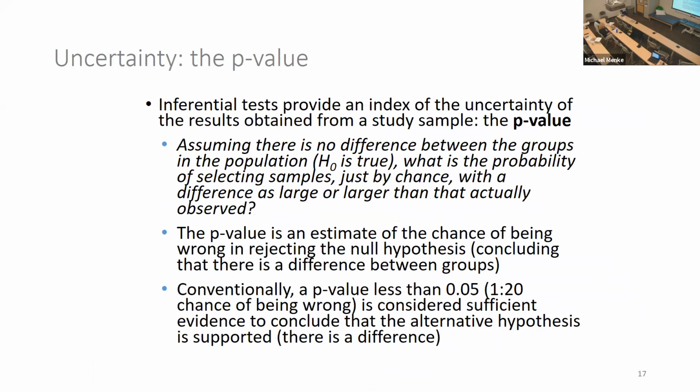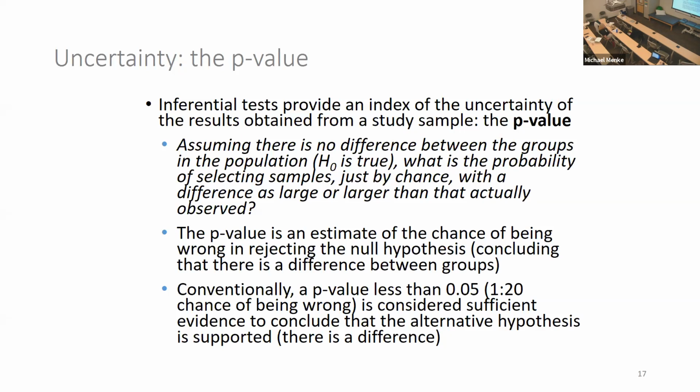Assuming there's no difference between groups in the population, and again, it's the population. We're not interested in the samples anymore because we've made the leap. We've switched the flip. We've made the leap to inferential statistics. So assuming there's truly no difference between groups in the population, what's the probability of selecting samples just by random happenstance that displayed a difference of 10 pounds or more? It's not going to happen. 5 in 10,000 times it's going to happen.